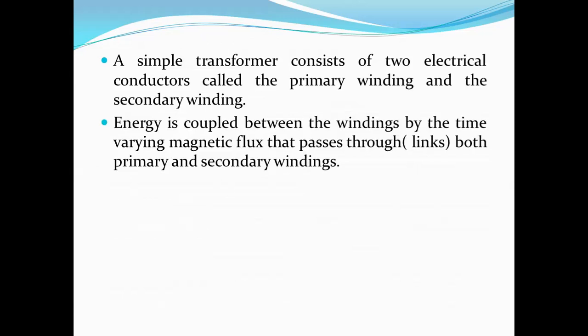So primary winding means any winding connected to the AC supply is known as primary winding. Secondary means it is connected to the load. Energy is coupled between the windings by the time varying magnetic flux that passes through both primary and secondary windings.